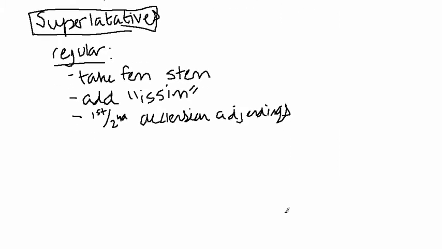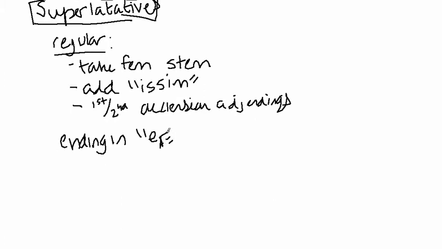Okay, so now there are 2 other different types of adjectives, adjectives that end in -er and adjectives that end in -lis. And we'll start with the adjectives ending in -er.